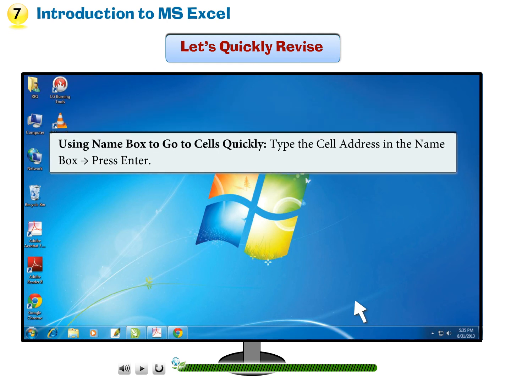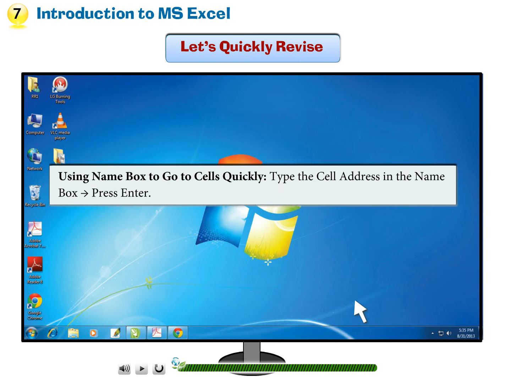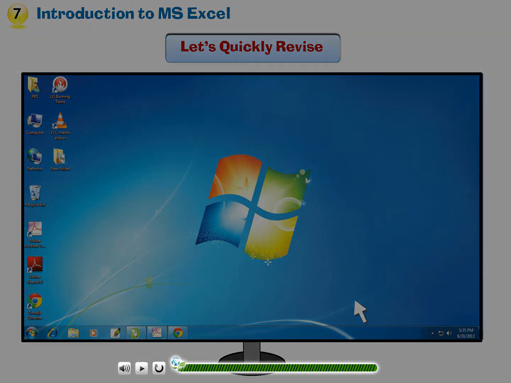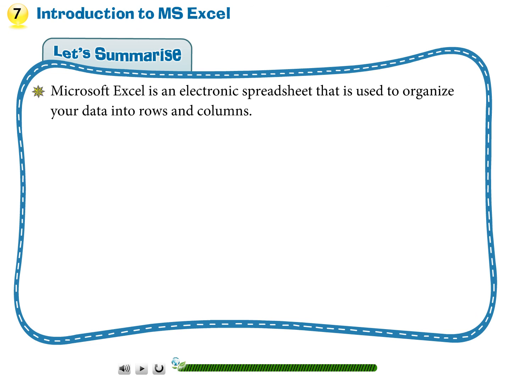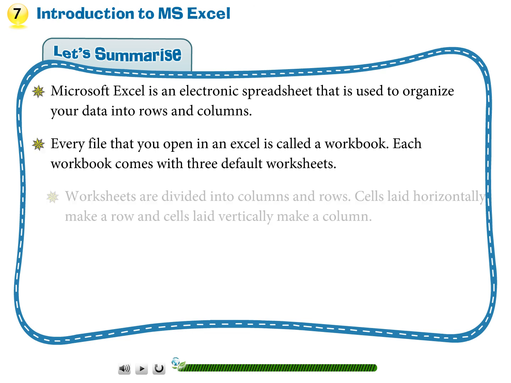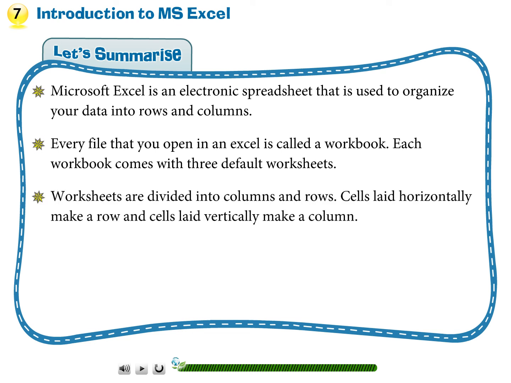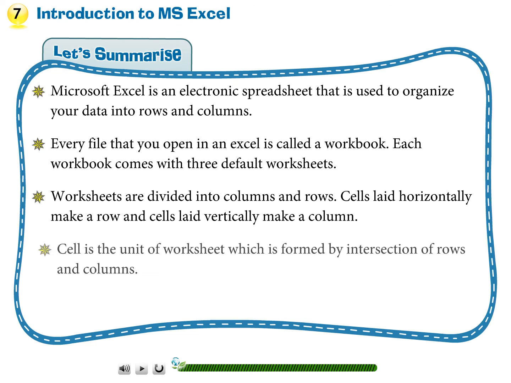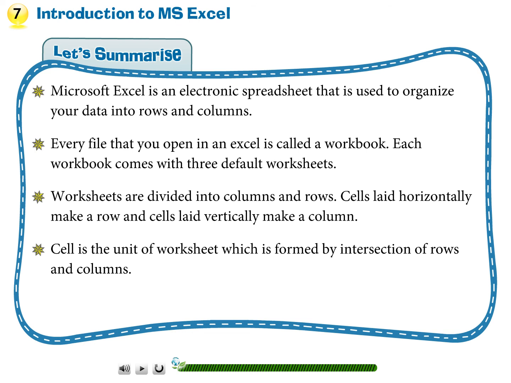Let's summarize. Microsoft Excel is an electronic spreadsheet that is used to organize your data into rows and columns. Every file that you open in an Excel is called a workbook. Each workbook comes with 3 default worksheets. Worksheets are divided into columns and rows. Cells laid horizontally make a row and cells laid vertically make a column. Cell is the unit of worksheet which is formed by intersection of rows and columns. When a cell is clicked, it gets selected and called an active cell.